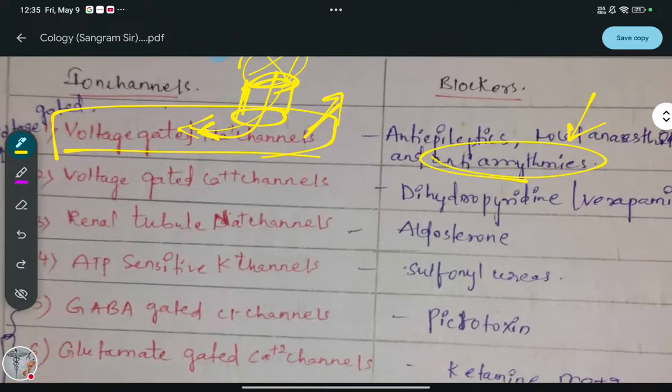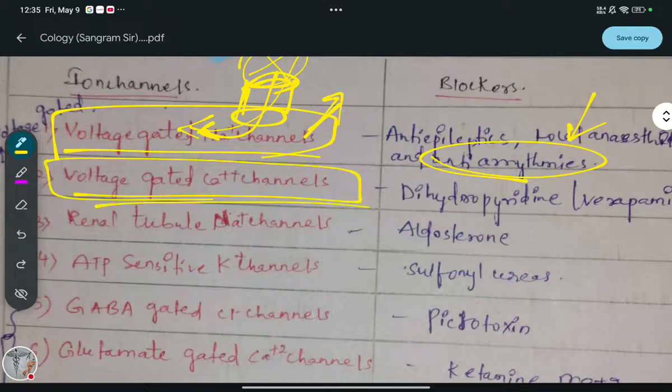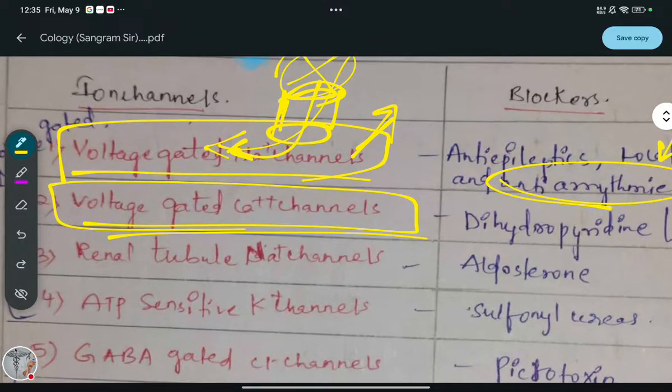Next is the voltage gated calcium channel. So what are voltage gated calcium channels? The way sodium channels are there, in the same way calcium channels are also there. Through the calcium channel, entry of the calcium ion takes place. Calcium ion means positively charged, so ultimately again depolarization will take place.